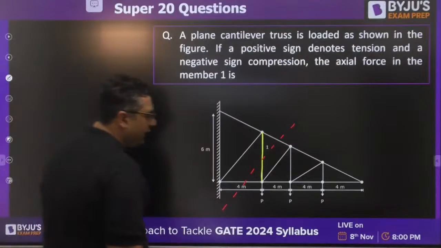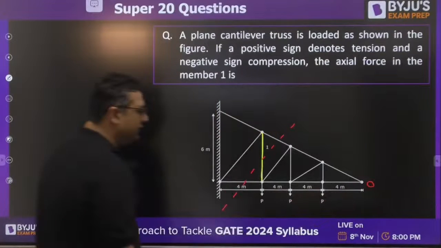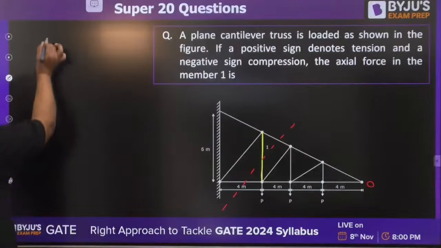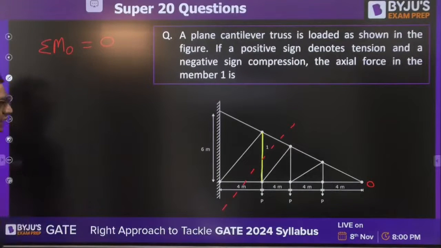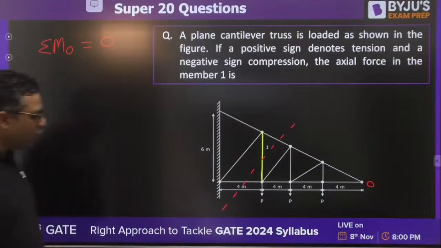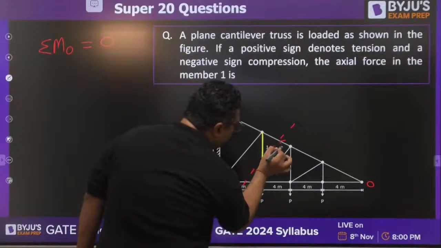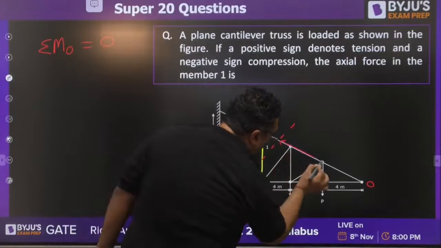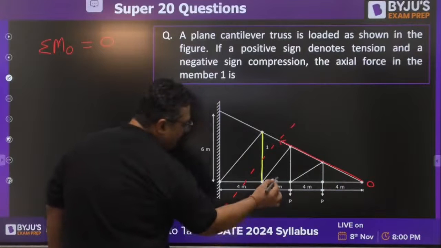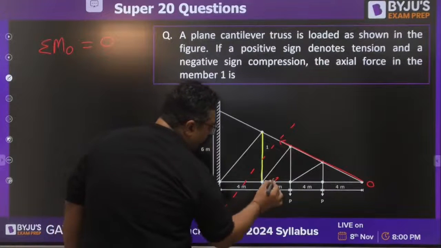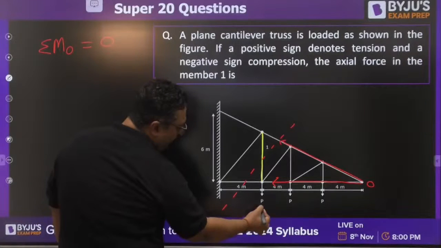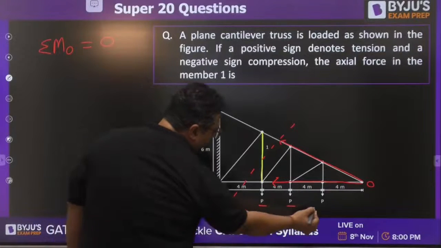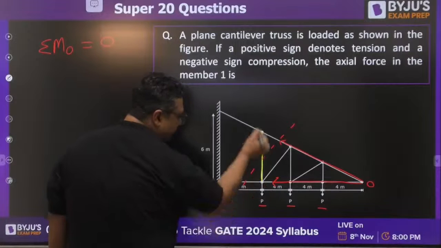You just need to take moment about O to be 0, and you will get your answer. Because the force in this member is passing through O, and the force in this other member is also passing through O. So the point is you will get moment only because of this P, this P, this P, and the force in this member.